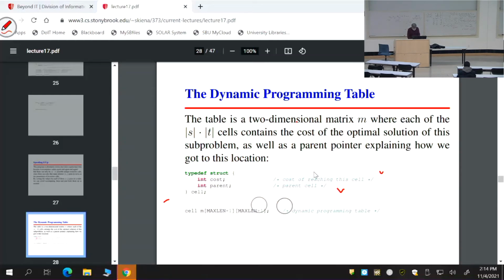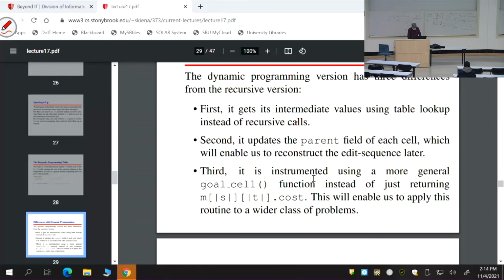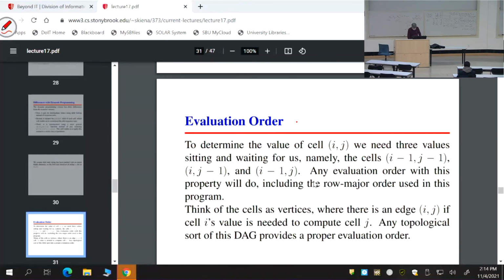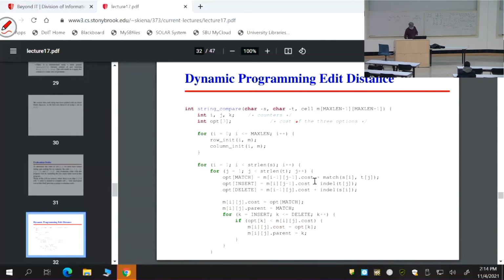What can I do? So I'm going to build a dynamic programming thing. Let me look at it and then we'll go back and analyze it. This is my dynamic programming program. What am I going to do? String compare doesn't call. Do you see any recursive call here? Is there any string compare in there? There is no string compare in there, right?